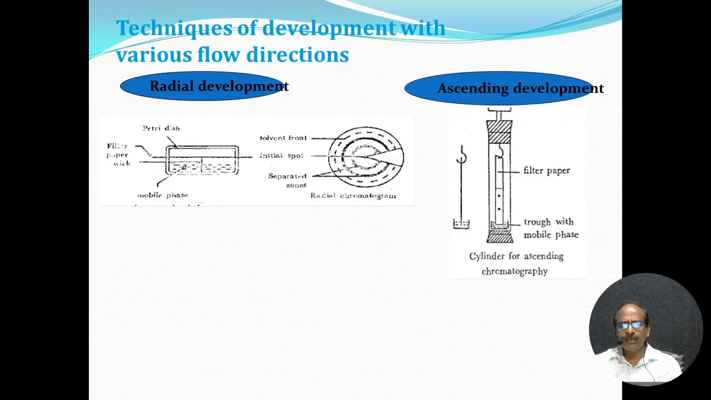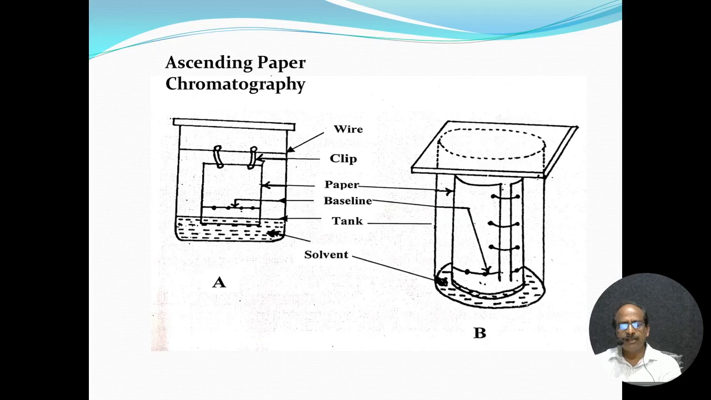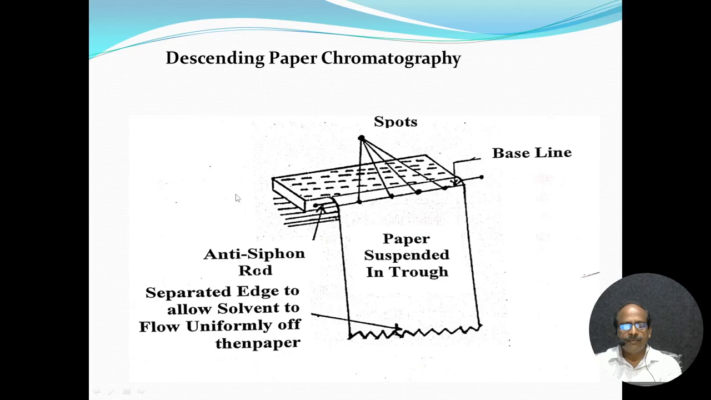The different types are radial development, ascending technique, and descending technique. We have to mention the ascending technique, ascending paper chromatography. We take the filter paper, and this is called the baseline. Baseline, sample spots, clip wire, and this is called the solvent in that chamber. Ascending means from bottom to top. Then the descending paper technique: descending means from top to bottom.